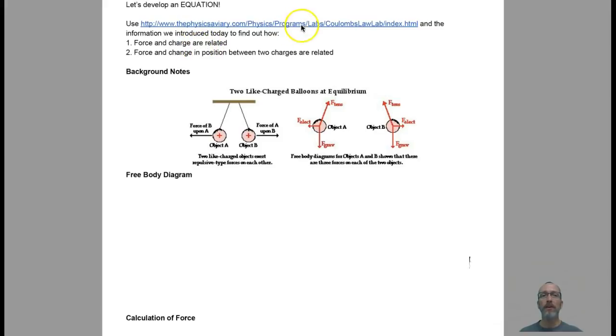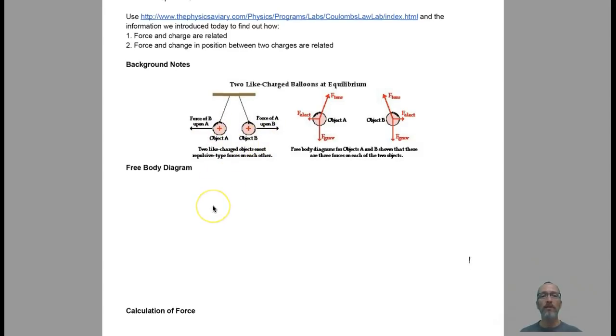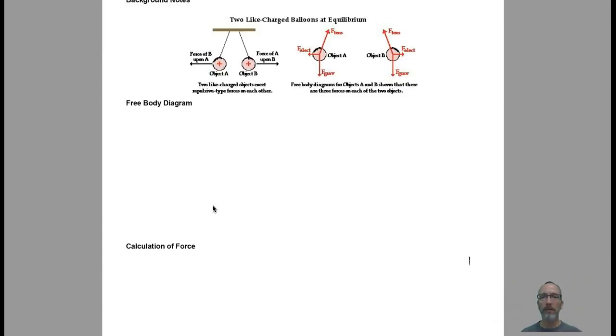We're going to find out using this virtual website, well, I guess it's a virtual lab on a website, how force and charge are related and how force and change in position between two charges are related. So to do that, we've got two charges. This is the same thing that you'll see in the actual lab itself, and we need to draw a free body diagram for these two. So don't freak out, it's not really hard.